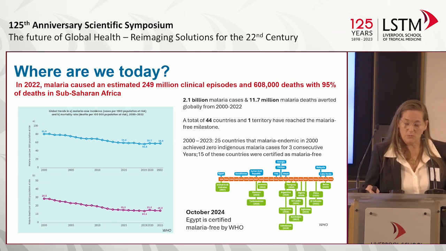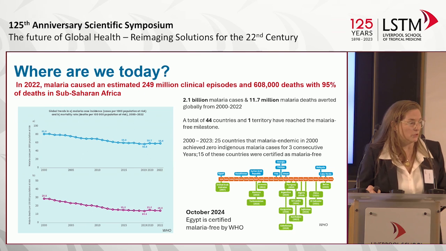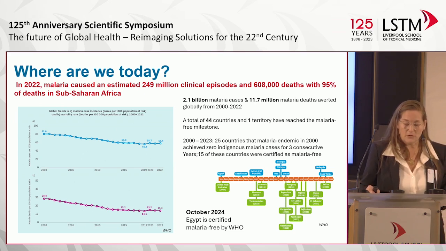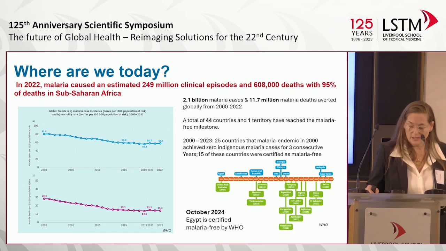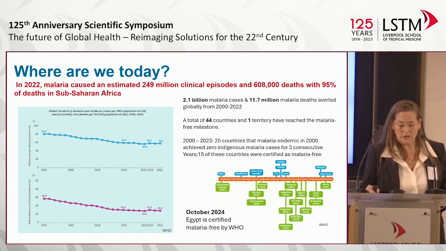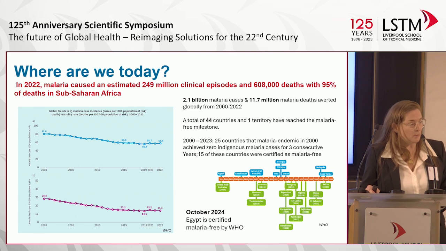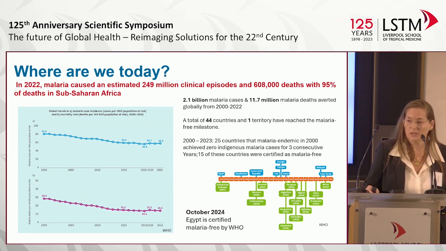44 countries and 1 territory are now malaria-free, including Egypt, that was certified in October of this year. There's, of course, and Sarah mentioned this in her presentation, concern that declines that were seen in the early 2000s have stagnated, and this may be in part due to resistance, and so we may be seeing some of the problems from the past starting to emerge again.